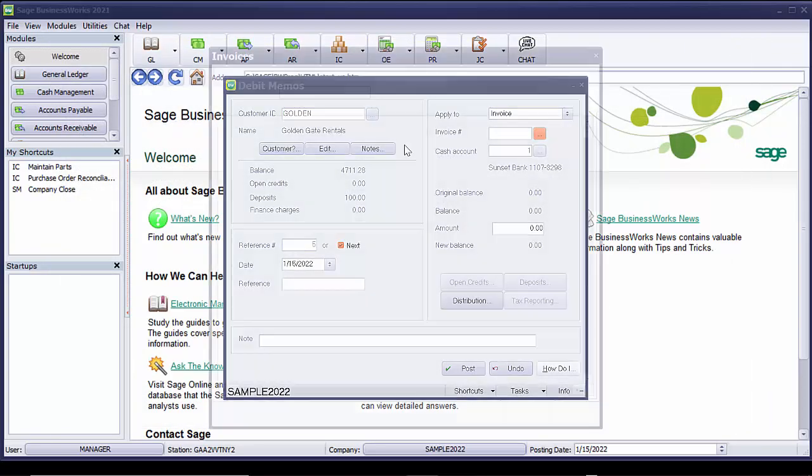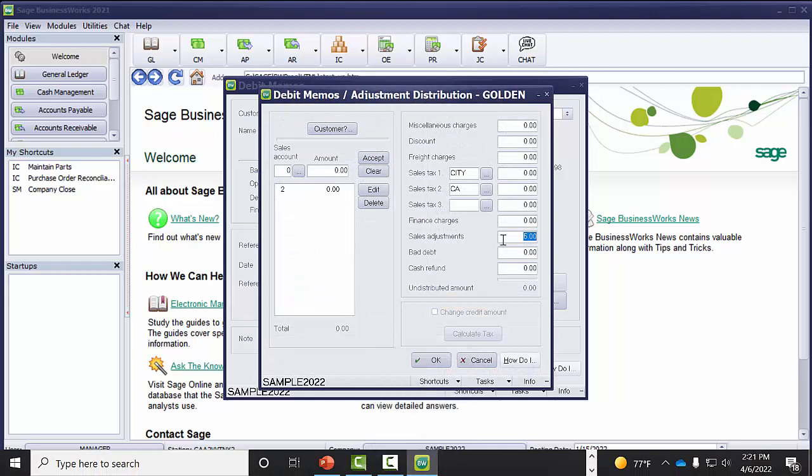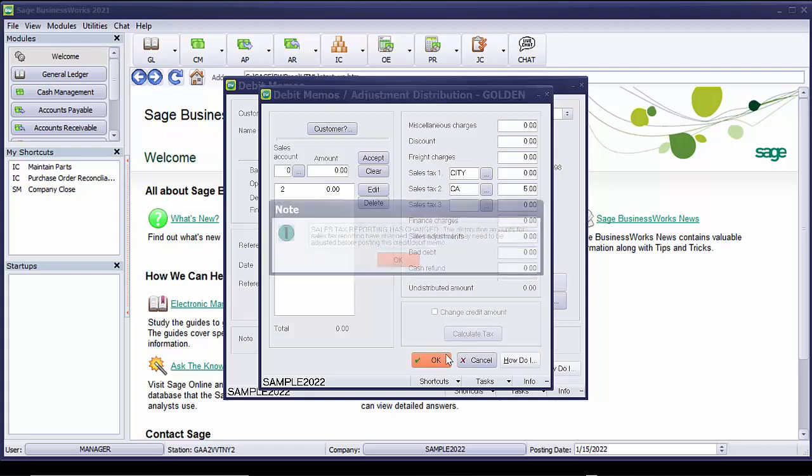and my invoice 578. The amount of the sales tax that I need to add is for $5. I now need to select the distribution button so I can zero out the sales adjustment and enter into the sales tax jurisdictions desired. In this example, the $5 will be to the California state tax jurisdiction only.